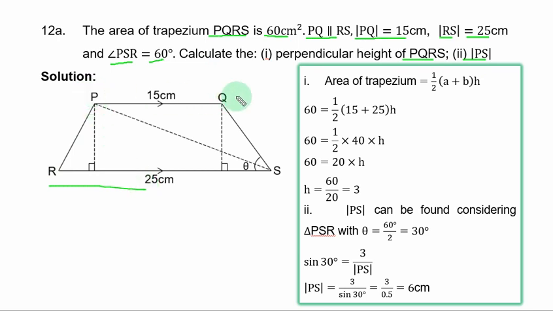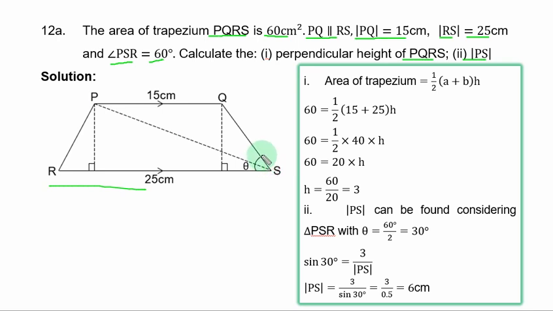You can see PQ is shorter than RS. Now, the height is Q to this point or P to this point, and they are equal. For you to get PS, you need to join P to S.